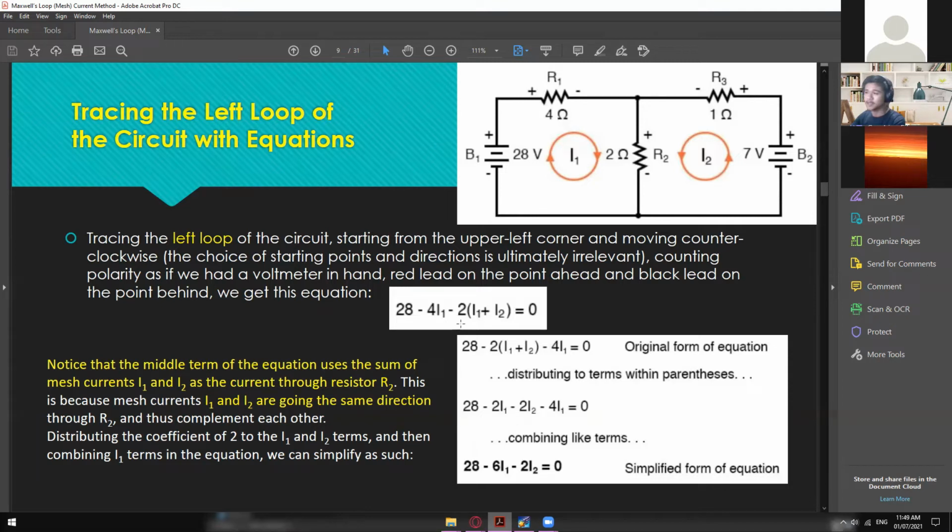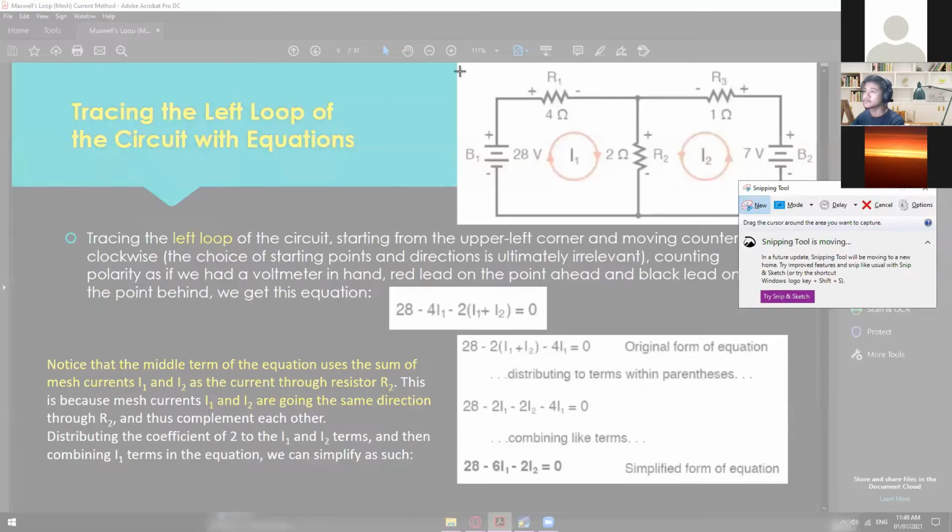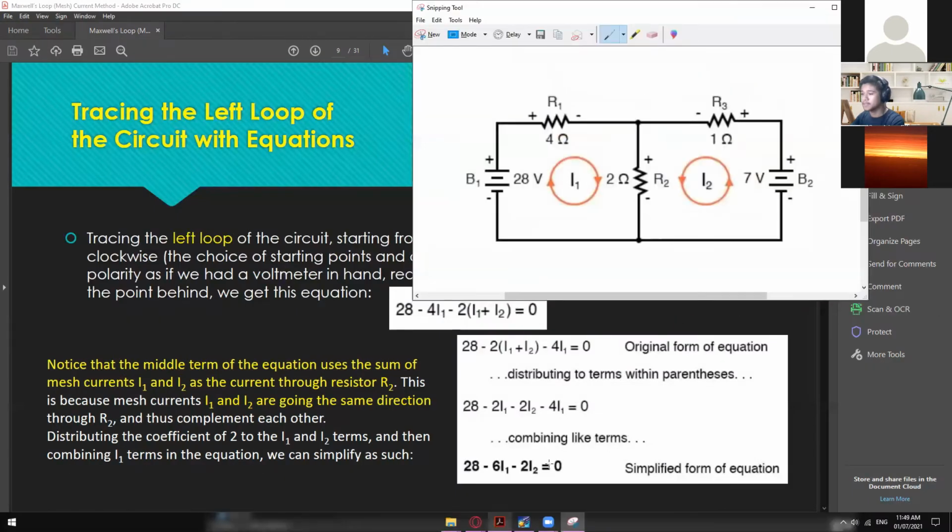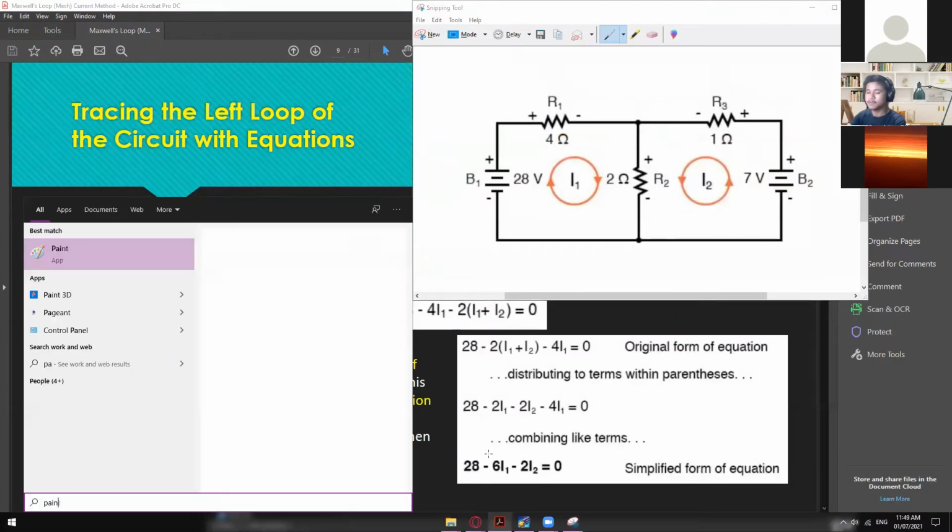So this is now where the difference will be coming from. If it's Kirchhoff's law only, we only have this one, 28 minus 4I1 minus 2 times I1. But since we are talking about mesh, we now have to consider the loops or the flow of current that is going on the other side, on the I2 loop. So if you guys are going to take a look on this one, let me just copy this one and paste it on the paint.